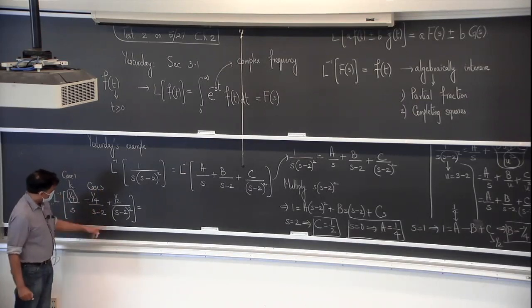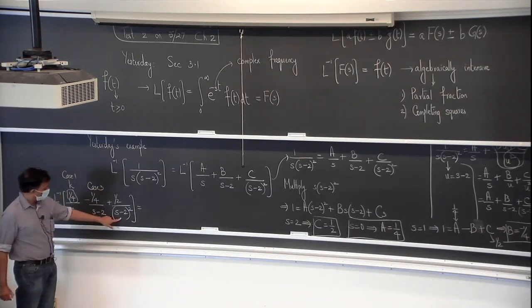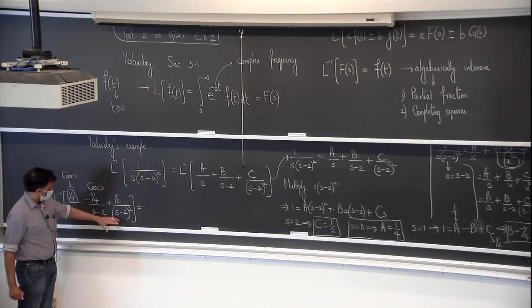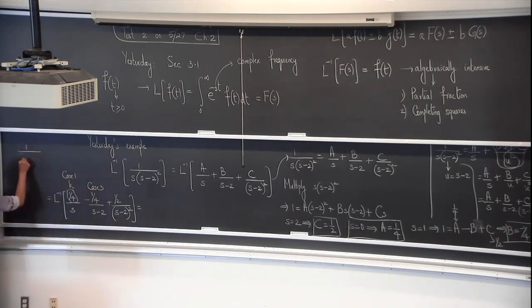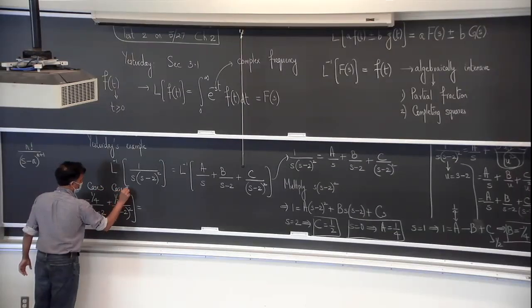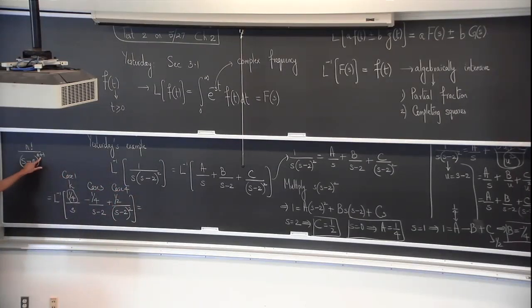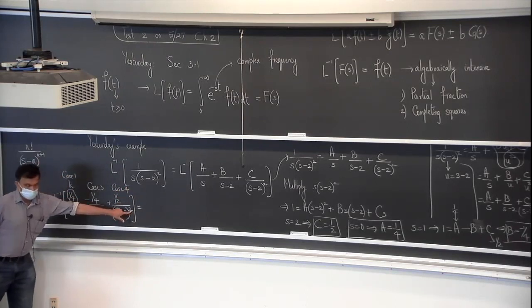The only new case here is this one. Which one does this look like? Case 2 or 4? I forgot. Something with 1 over s minus a to the power of... I think it might look like this, I forgot. What it looks like? Okay, so this is case 4. And when you see this, you should know that n plus 1 is 2, so n is 1.